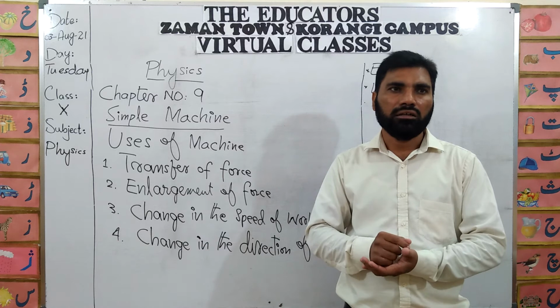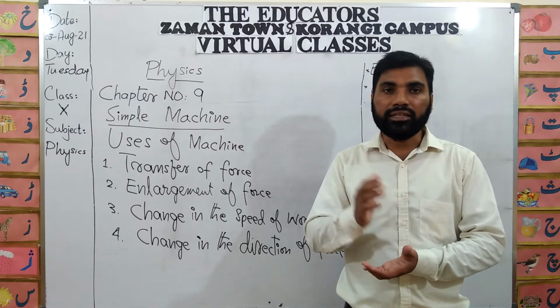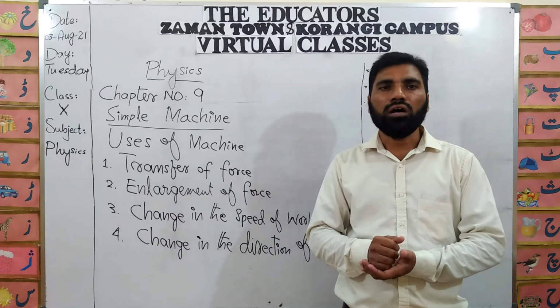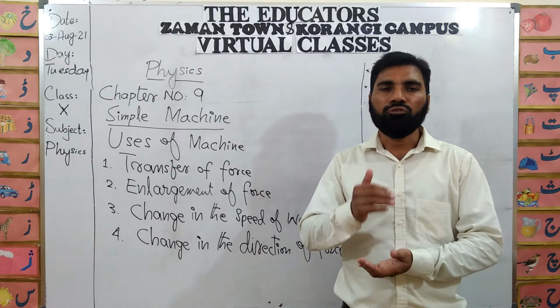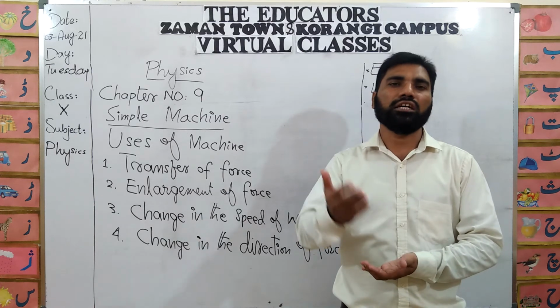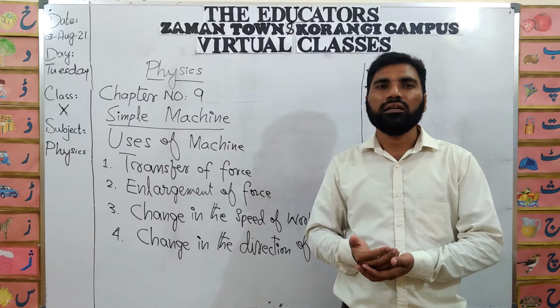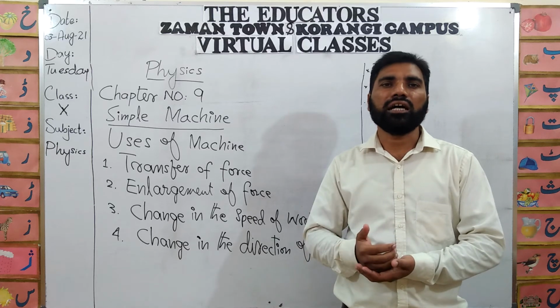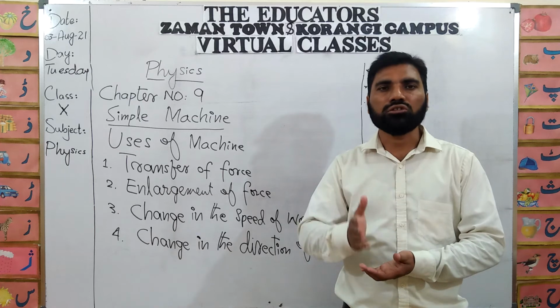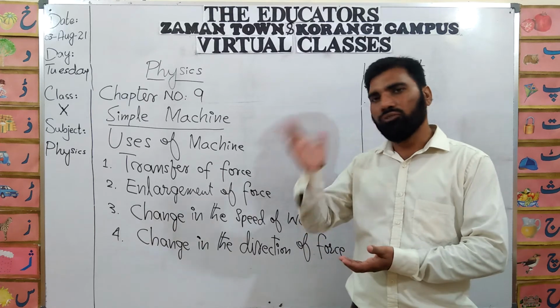Another example is a bicycle. You are applying the force of your foot on the pedal, and the pedal is transferring the force towards the wheel, and you are traveling the distance by the bicycle. So a machine is also used to transfer the force.